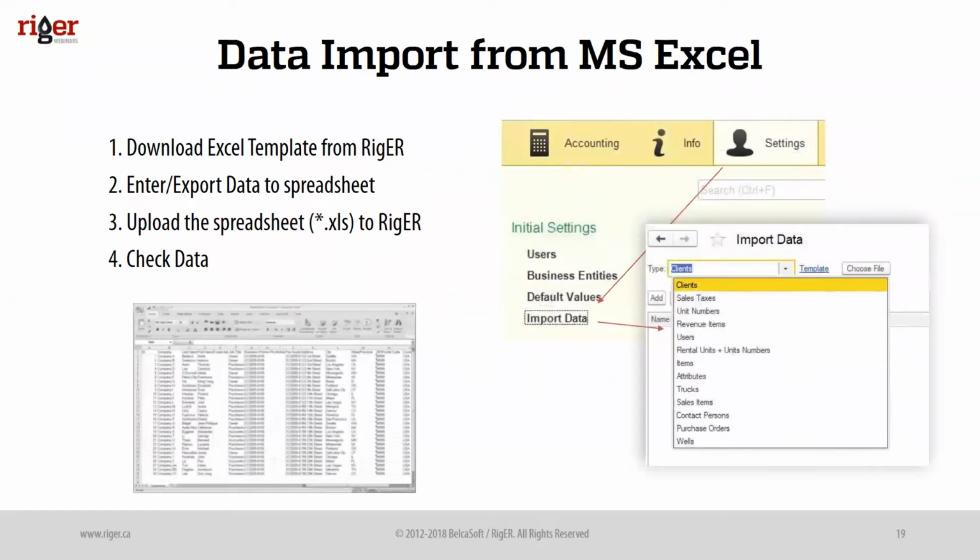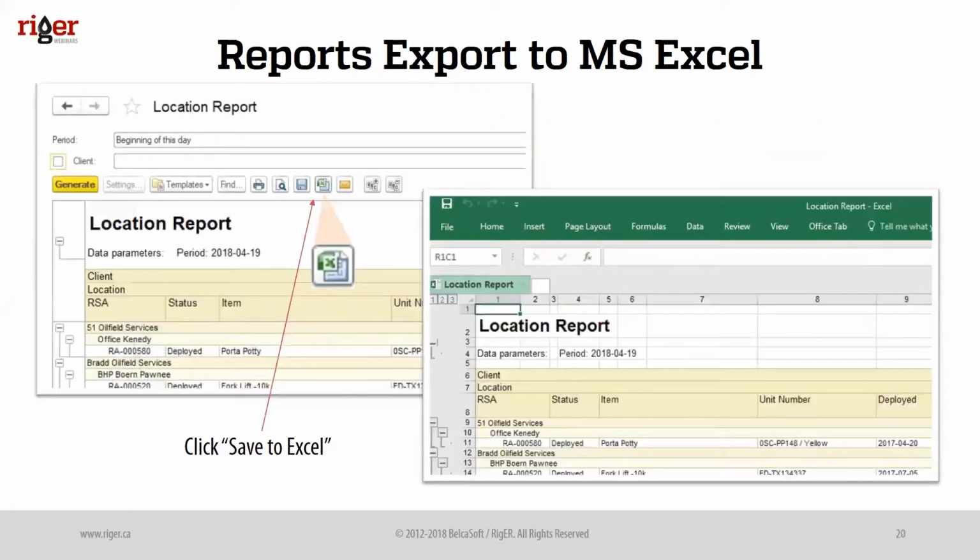Data import from Microsoft Excel. When you prepare your spreadsheets in Excel in a proper format for RigER, you can upload this spreadsheet into RigER easily, just selecting what kind of information you'd like to upload and clicking Choose File, attaching your Excel file, checking the data, and importing it into RigER. We can also export our reports from RigER to Microsoft Excel. It's very easy. When you generate any report, you can find the Save to Excel button. Just by clicking on that button, you receive the Excel report.